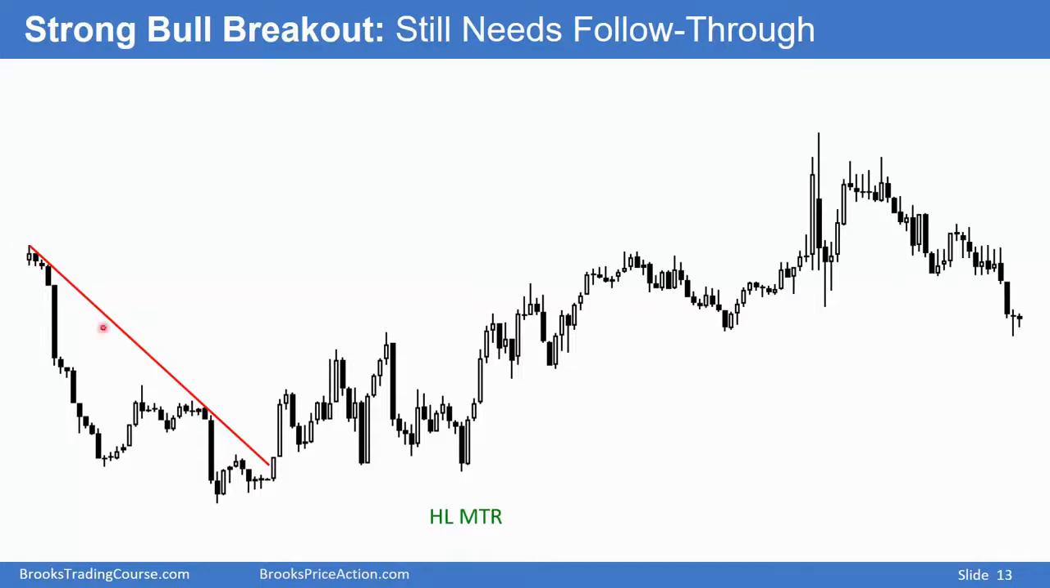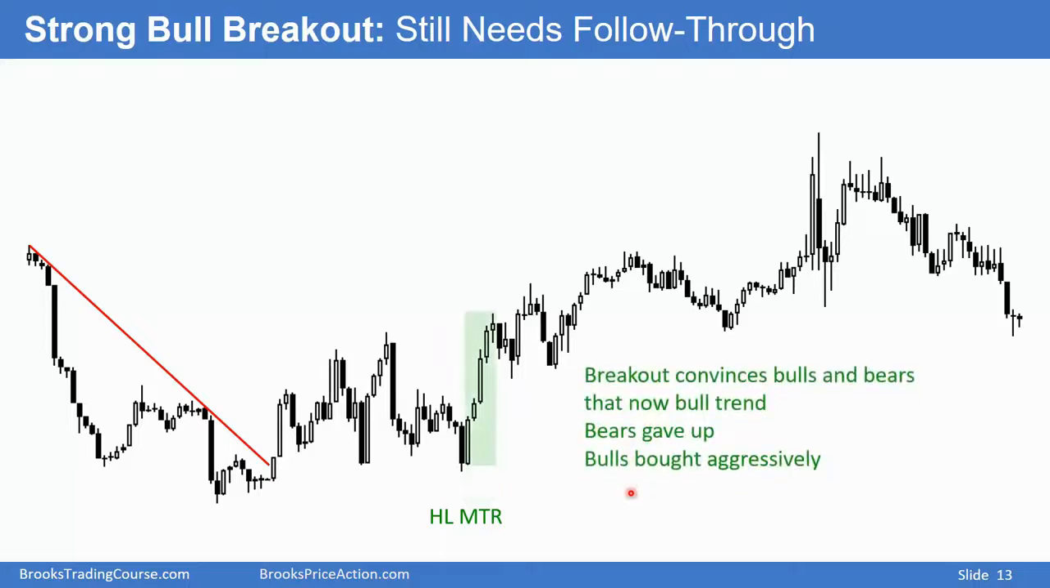A bear trend, so you have a bear trend line. You have a strong break above the bear trend line. We went sideways, and then we had a reasonable higher low major trend reversal. Traders want to see more than just one bar. They want to see follow-through buying.